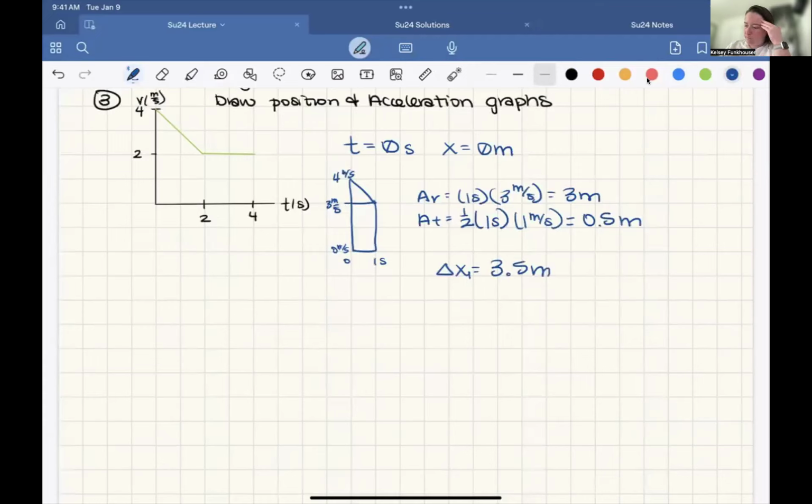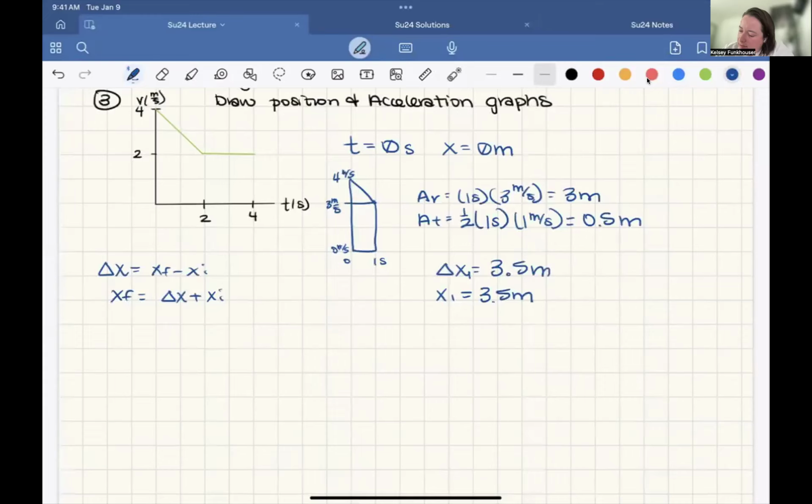And remember, displacement equals the final minus the initial. If we're looking for the final, it's just going to be the displacement plus the initial. Since our initial here is 0, it tells us the position at time 1 second is 3.5 meters. Now that'll be our initial position for the next one.